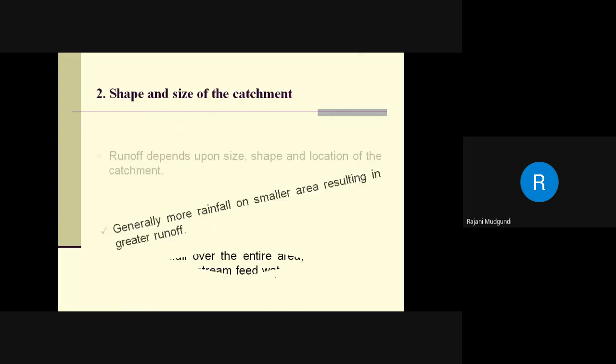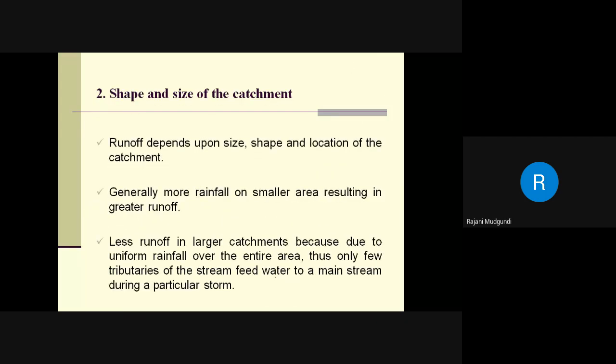Then size and shape of catchment. The runoff depends upon the size, shape and location of the catchment. Generally, more rainfall on a smaller area results in greater runoff. So the area on which rain is falling is smaller, but the quantity it receives is more, or the intensity with which the rain is falling is more. Therefore, it will result in greater runoff.